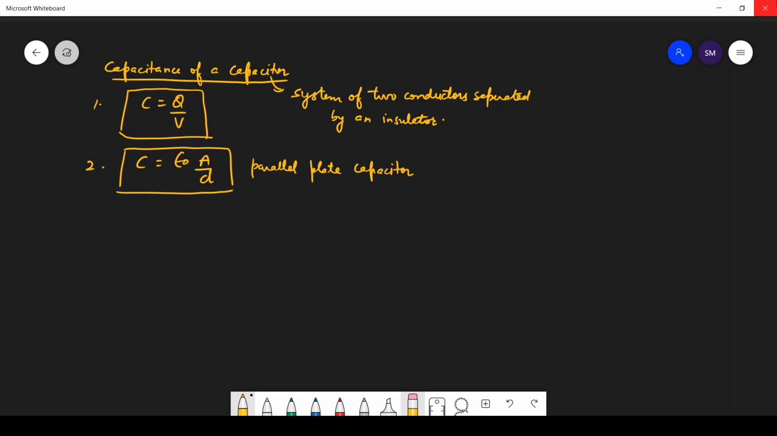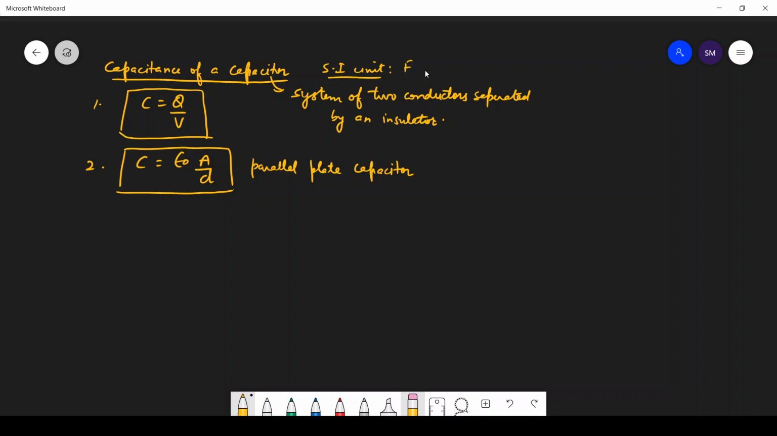Now another thing is, what is the unit of capacitance? So the SI unit of capacitance is, actually, yes, since Saurav is joining, so for a parallel plate capacitor, C is equal to epsilon naught A by D. So what is the SI unit of capacitance? That is farad.